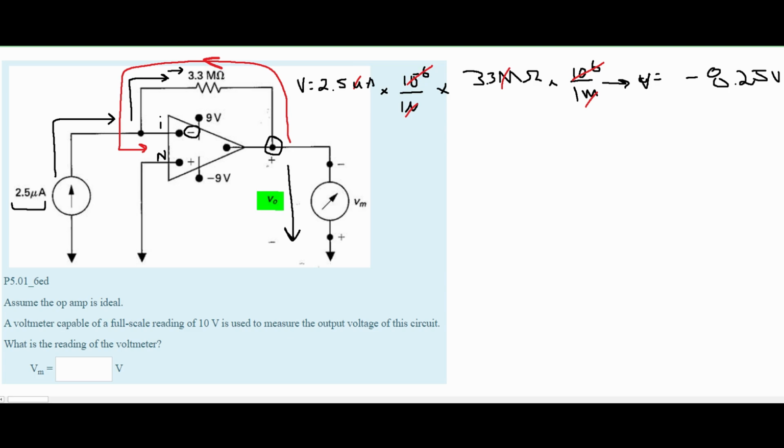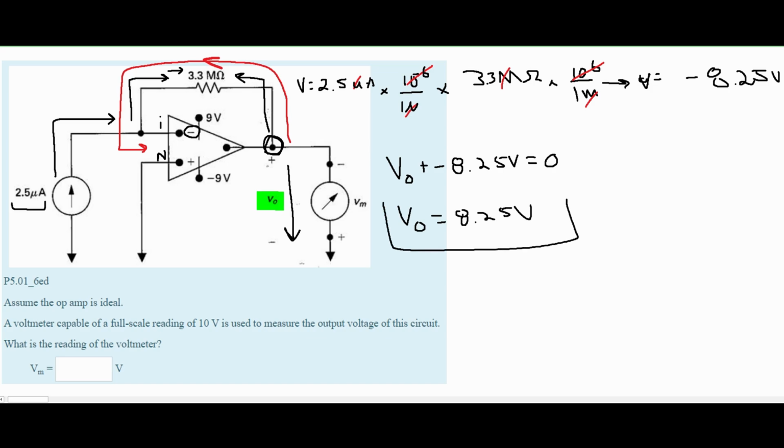again because they are going in opposite directions. Now we're going to deal with our V naught. Our V naught is going out of the node that we made, so it's positive. We have a positive V naught. And then we know the voltage that's going out this way is also positive. So we're going to have a plus negative 8.25 volts, and that's equal to 0. So we can just move our constant over and say V naught is equal to 8.25 volts. And that will be the answer for this problem.